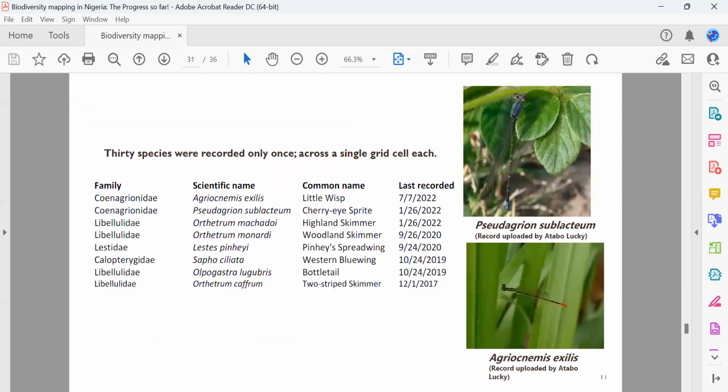And these are 30 species that were recorded only once on the Virtual Museum, that is specifically for the Odonata map, across a single grid cell. They were recorded only once and also across a single grid cell. And you can see the last date recorded. Some, like the tribe Schema, as far back as 2017. Then we have some recorded recently, that is in 2019 or in 2020. Even this Pseudagrion was recorded only recently in 2022.